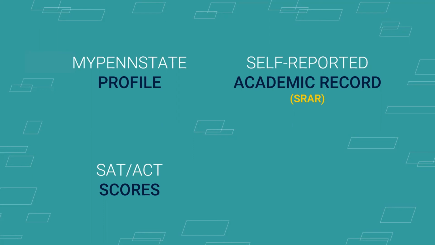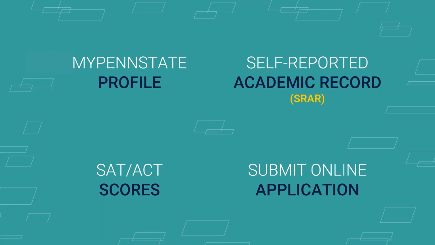And then of course, at the end of the process, if you decide to attend Penn State, you'll be required to send us a final high school transcript. And that's when we'll validate what you had reported in your SRAR in comparison to what's actually on your high school transcript. So we would definitely follow up and check that information that you had submitted. And then the last part of the process, obviously, is to submit the online application through one of those three platforms that I spoke about earlier.